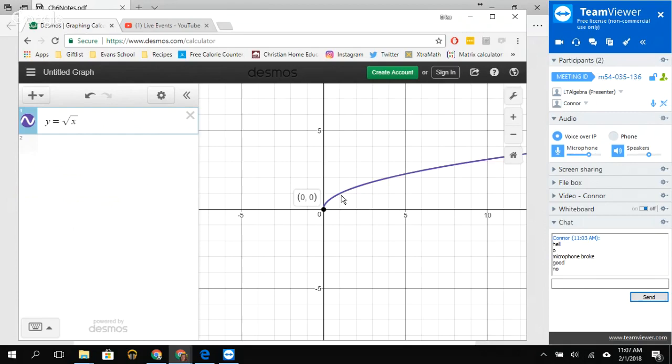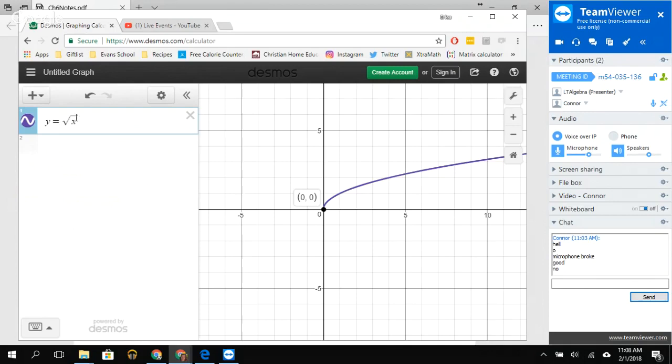So let's think about, why does this graph the way that it does? Well, it's because we have a square root function, right? We can't have a negative value in here unless we want to start graphing on the imaginary plane, which I don't think any of us want to do. So we're just going to be happy that we get to stay with our real numbers.